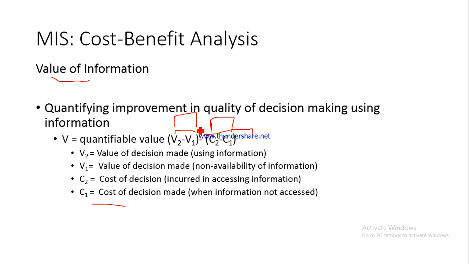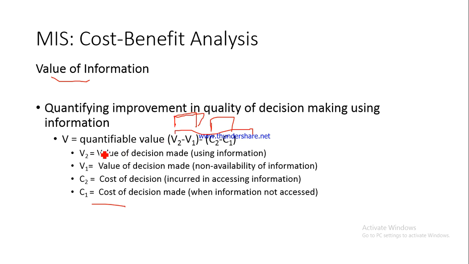So the cost has also increased. Naturally, you have probably installed a few systems or machines or maybe trained some people, so naturally your cost of decision has also increased. However, the value of the decision that you have made has also increased, and this is the value increase in the quality of decision. So this increase in the value of decision, V2 minus V1.